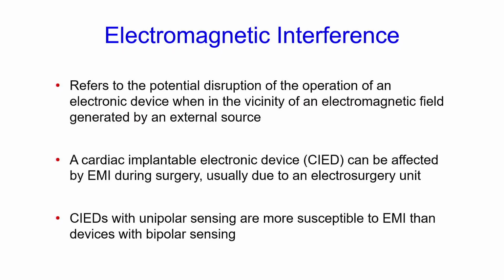So why are we talking about this? Well, it's all about electromagnetic interference, right? EMI refers to the potential disruption of the operation of an electronic device when in the vicinity of an electromagnetic field generated by some external source. It's relevant for this course because a cardiac implantable electronic device, which you'll see written as CIED, can be affected by EMI during surgery, usually because of an electrosurgery unit. And devices with unipolar sensing are more susceptible to EMI than devices that have bipolar sensing.